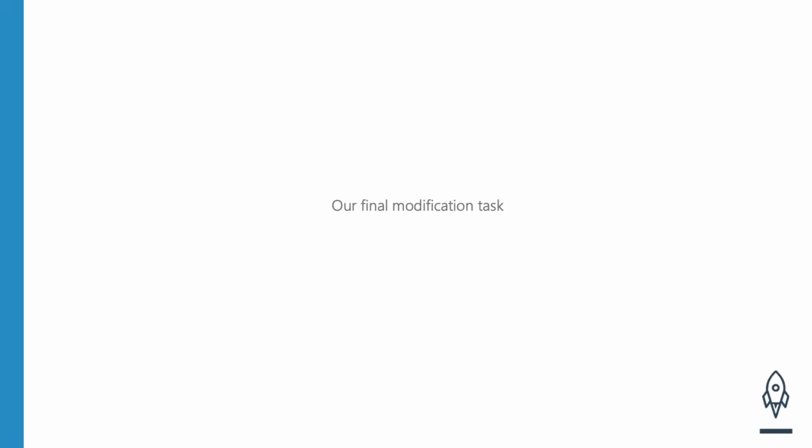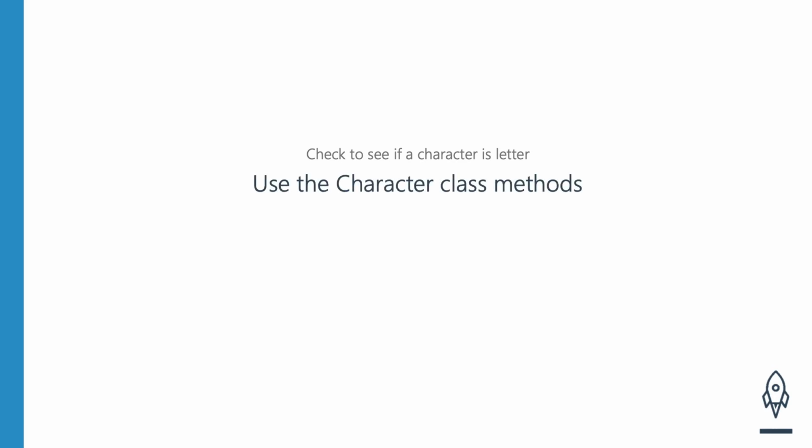The final task we have is to exclude non-alphabetical characters. How we're going to do that is that we're going to utilize some of the class methods from the Character class. So we need to check to see if a character is in fact a letter. That's when we use those Character class methods. The one specifically we're going to use is the isLetter method. How we access that is through the Character class, so Character.isLetter.